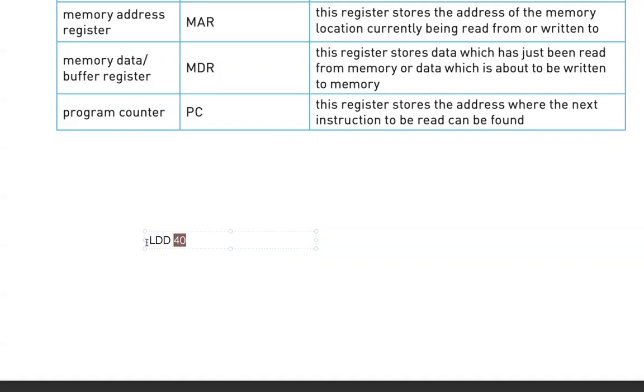Now, load using direct addressing means that whatever the contents of this address are, I want to bring them into my CPU. So assuming that 40 is an address, its contents, say for example, are 50. So now the value 50 will have been accessed, and will be brought into my CPU. Now, when I say brought into the CPU, where exactly? The accumulator register. So LDD 40 means it brings the contents of address 40 to the ACC.